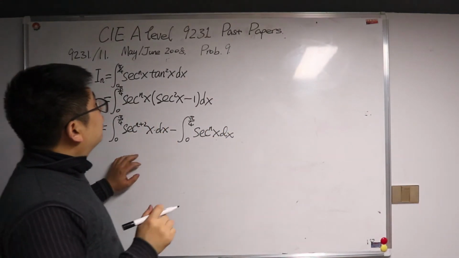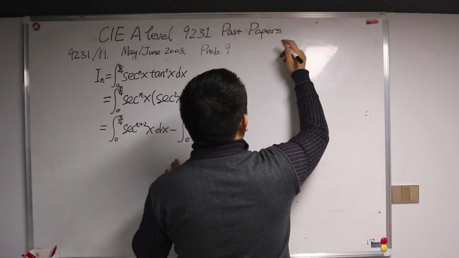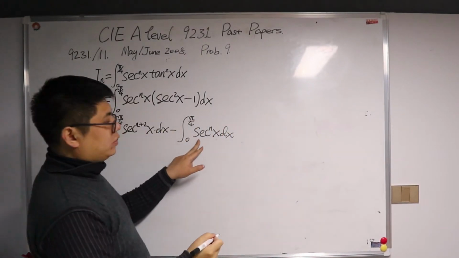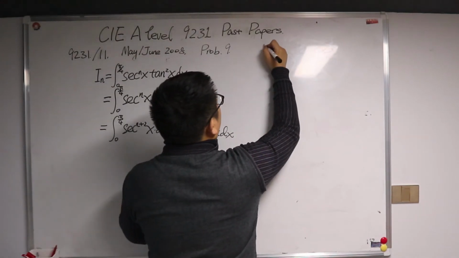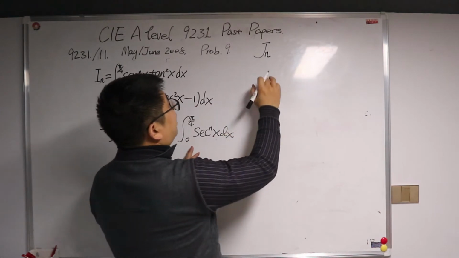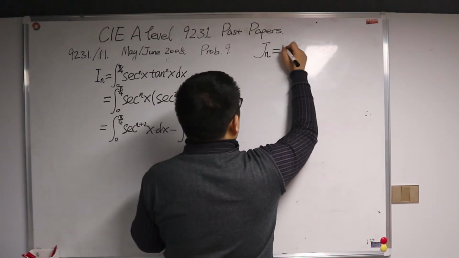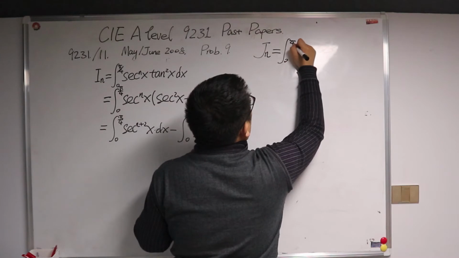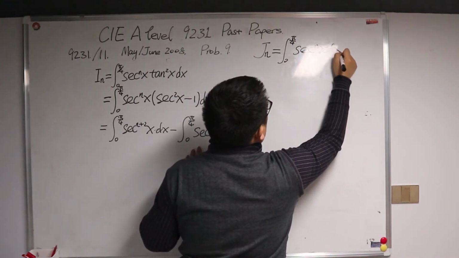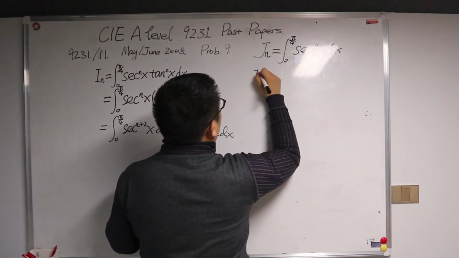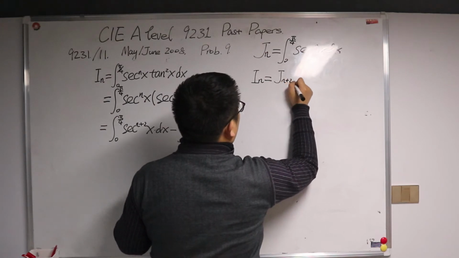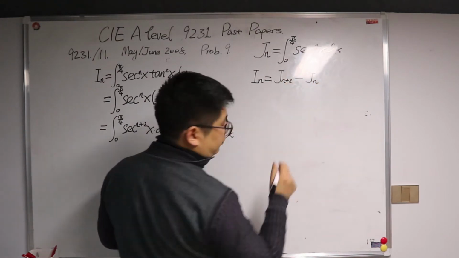So here we are inspired to introduce notation for these integrals. Let us denote it by Jn, and so Jn is equal to this integral. Then we have In is J(n+2) minus Jn.